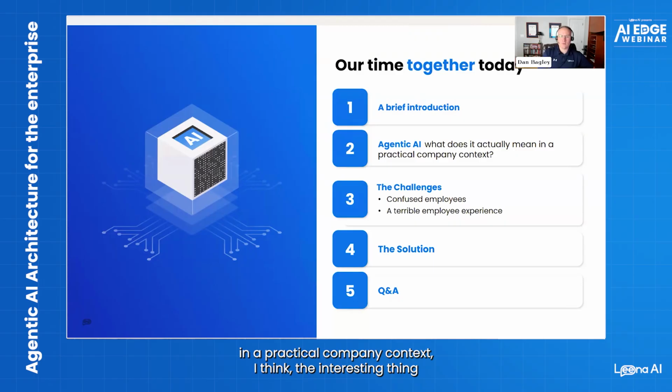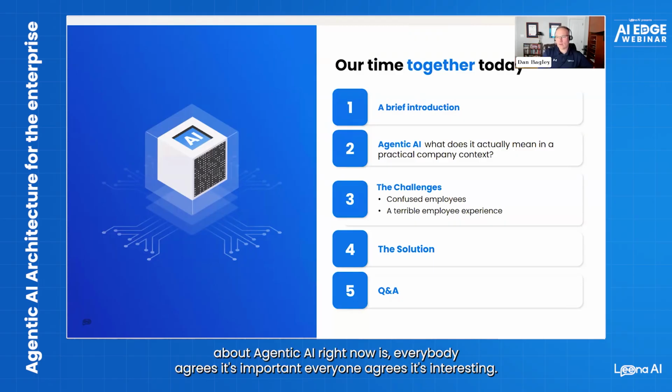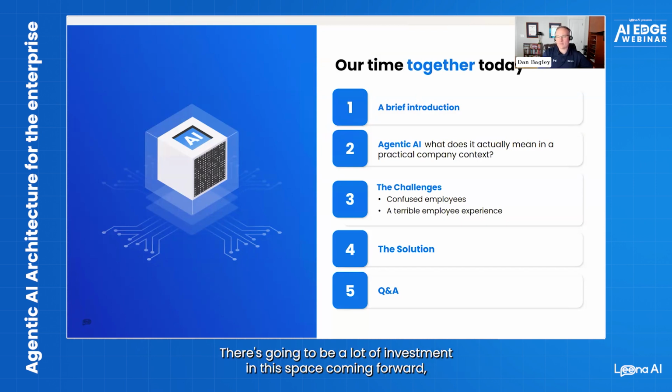I think the interesting thing about agentic AI right now is everybody agrees it's important. Everyone agrees it's interesting. There's going to be a lot of investment in this space coming forward, but not a lot of people agree on even what it is. So I'll at least share what I think it is and what we think it is as it pertains to enterprise use cases. So some interesting discussion points there.